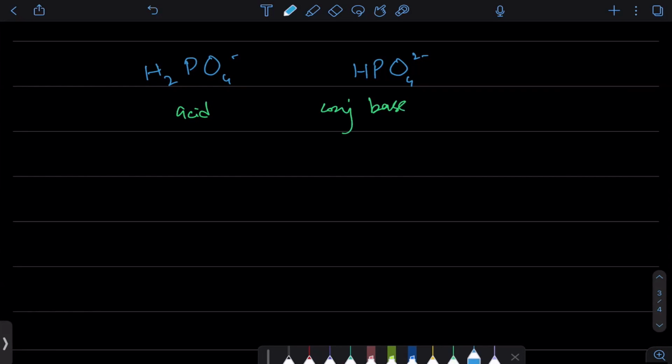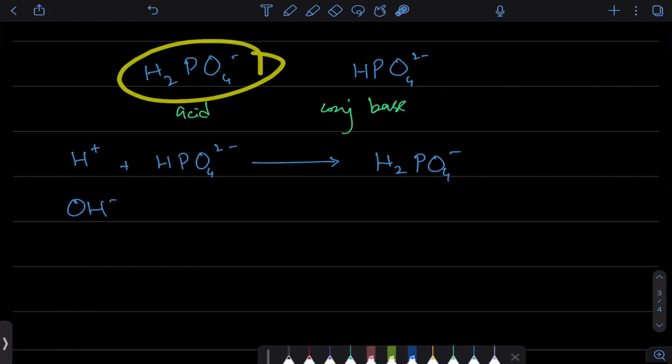Again, how will the examiner test me? They will simply ask what happens when you add H positive, and what happens when you add OH minus. So H positive will react with my conjugate base. It will give me H2PO4 minus. My acid is going to be produced. And if any amount of this is reduced, my salt will provide me with the compensating factor. So overall pH will remain the same.